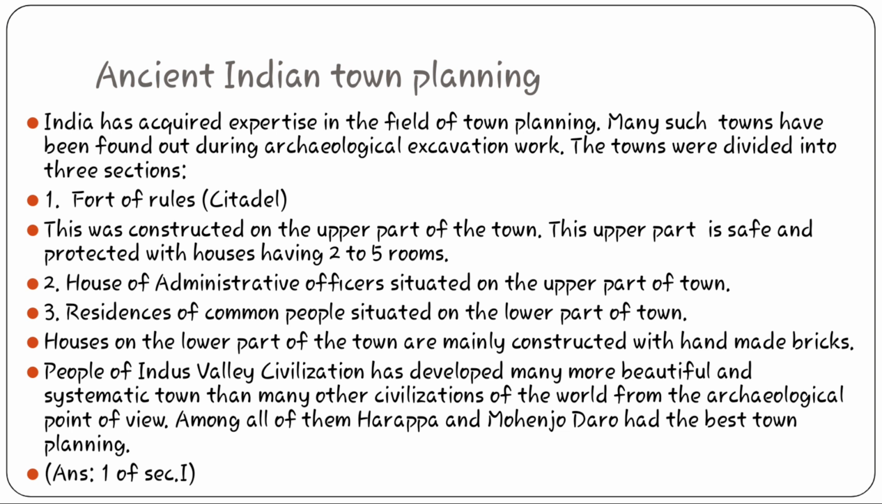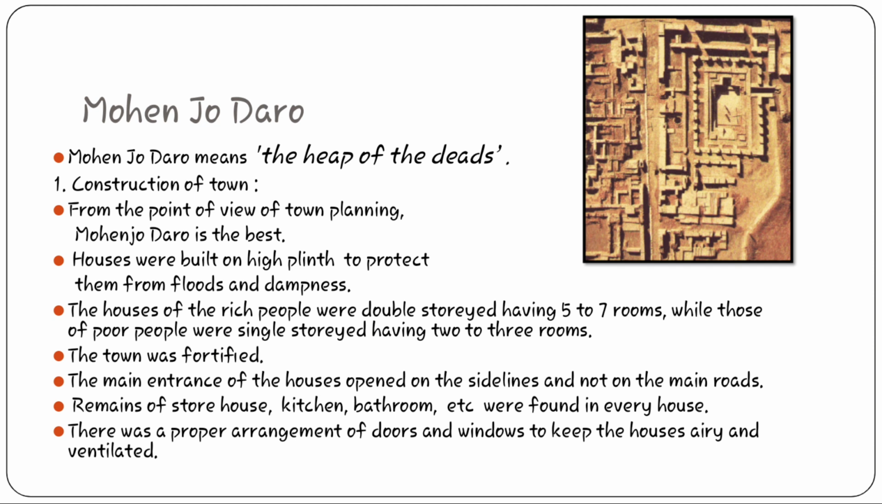Question number 1, section 1. Explain the town planning of ancient India. Now we will discuss some of the famous and best town planning systems of ancient time. The first one is Mohenjo-daro.